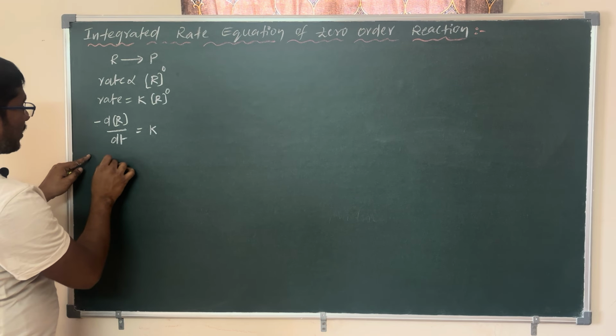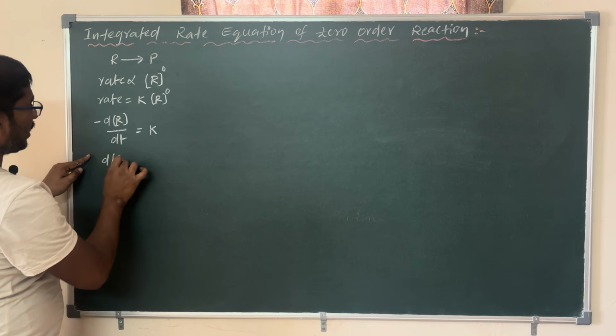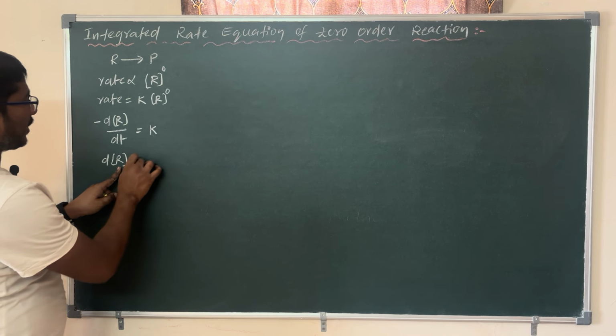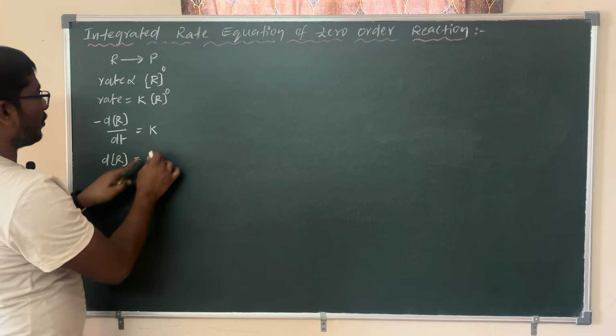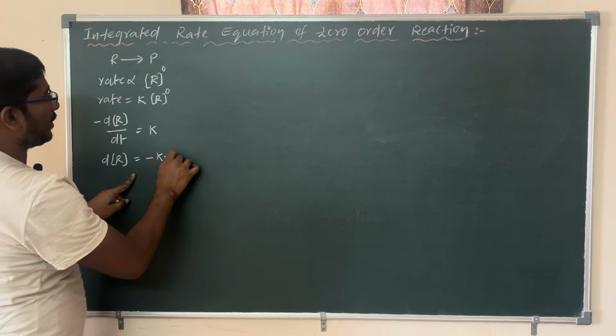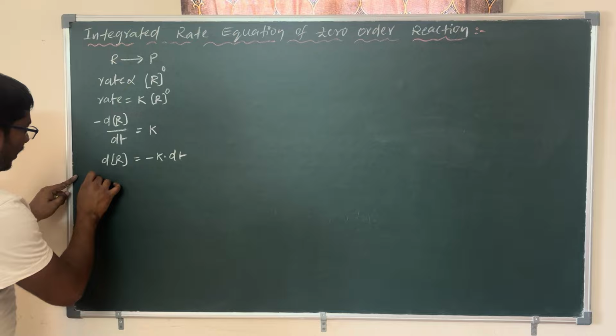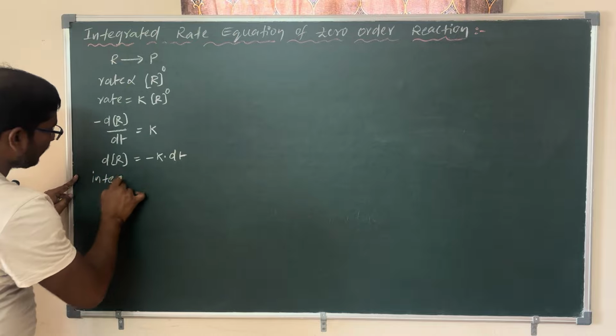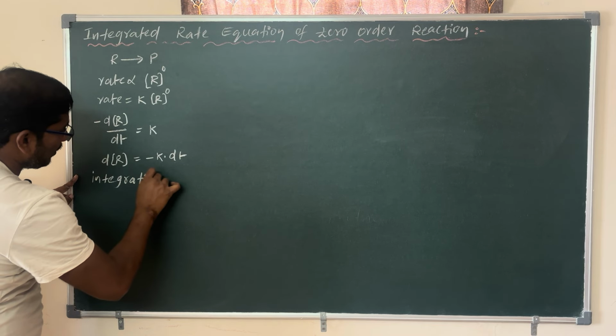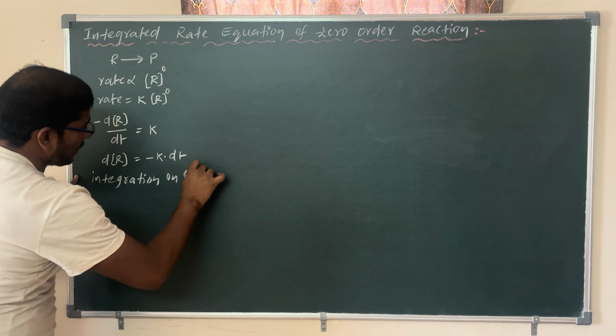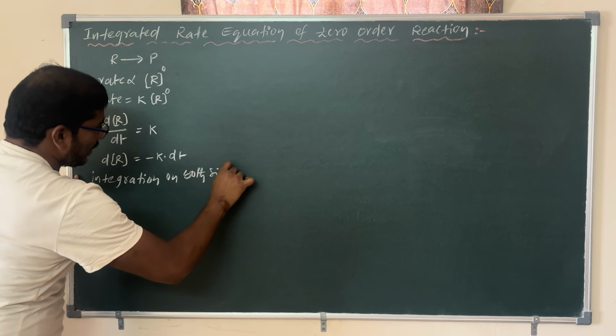What I am getting here, students? The small change in the concentration of reactants is equal to minus K dt, it goes this side. So we are getting minus K into dt. Keep in mind, integration on both sides.